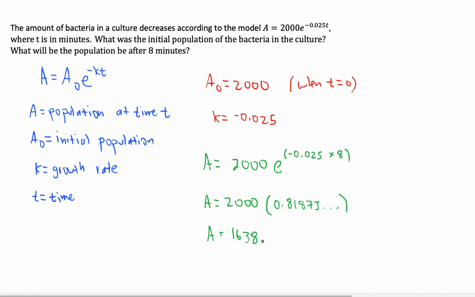So what does this tell us? This bacteria started out with 2,000 units, or the population was 2,000 units. And then after 8 minutes, the population has gone down to 1,638 units. Remember, this depends on k. This is the rate of decay or the growth rate. It's negative, which means that the population should be going down.